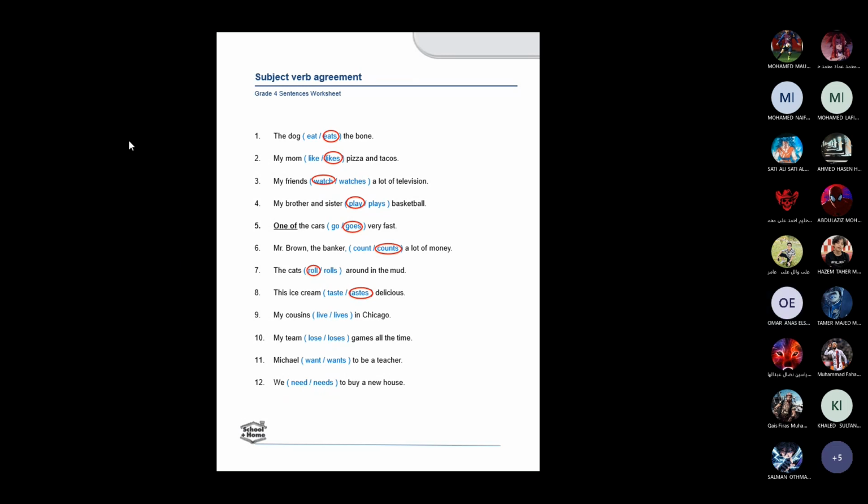So, very good. The subject here, cousins, guys, ends in S. So only one S is needed, either with the subject or with the verb. So my cousins live. Okay?